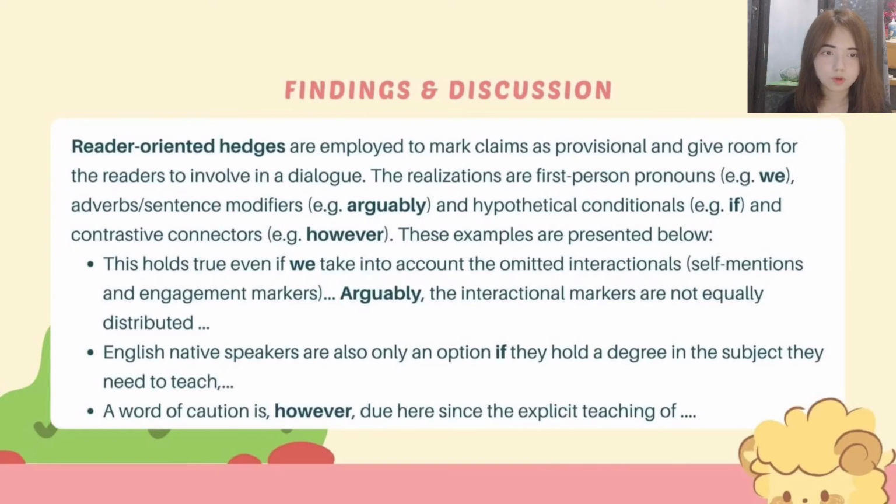First we have the use of first-person pronouns and sentence modifiers. As we can see, this holds true even if we take into account the omitted interactionals, self-mentions, and engagement markers. Arguably, the interactional markers are not equally distributed, blah blah blah. And second, we have English native speakers are also only an option if they hold a degree in the subject they need to teach. And last, we have a word of caution is, however, due here since the explicit teaching of blah blah blah. So here it's the reader-oriented hedges.